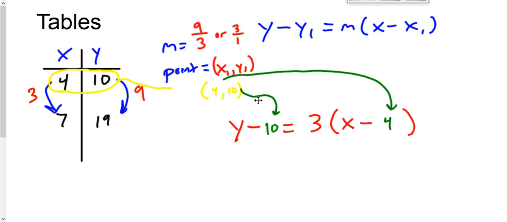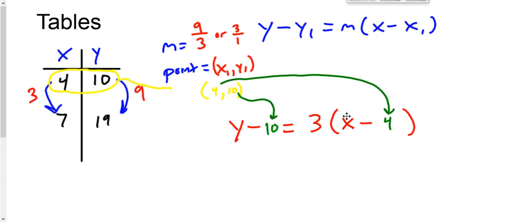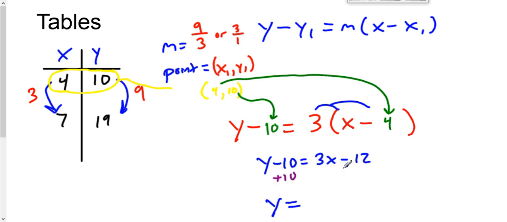Technically, we could end our problem right here. We could graph this, we could use this, but on our homework, I do want you to end the problem in slope-intercept form. So we're going to take the steps to get y by itself. So we're going to distribute the 3. Gives us y minus 10 equals 3x minus 12. We add 10 to both sides, and we get y equals 3x minus 2. And there is our equation in slope-intercept form.